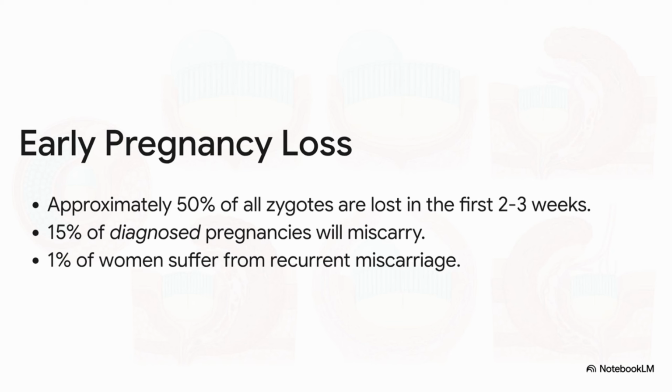Now, if we look at pregnancies that are actually diagnosed by a doctor, about 15% of those will end in a miscarriage. And for a small but very significant group of women, about 1%, they suffer from the heartbreak of recurrent miscarriage, which is defined as 3 or more in a row. It just goes to show how incredibly vulnerable and complex this early period of life truly is.